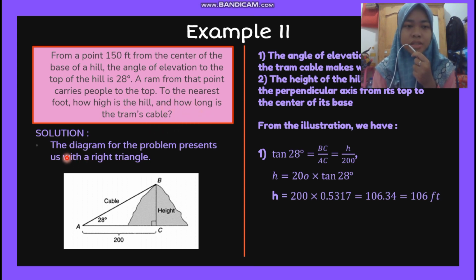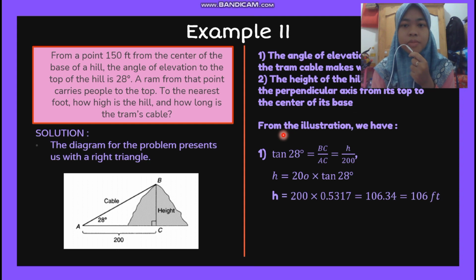And the solution: the diagram for the problem presents us with a right triangle. This is the illustration from the question, and this is the height, the cable, and the triangle ABC. First, the angle of elevation is the angle that the tram cable makes with the ground. Next, the height of the hill is measured as the perpendicular axis from its top to the center of its base.